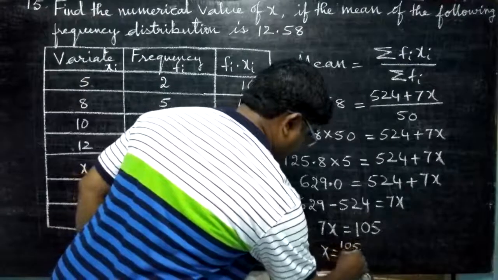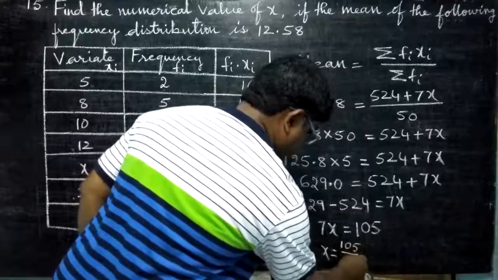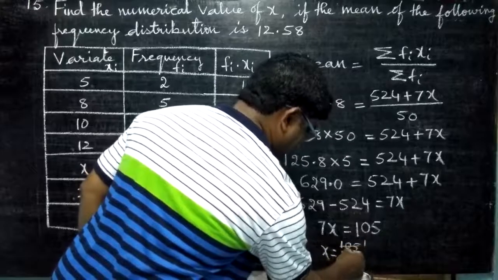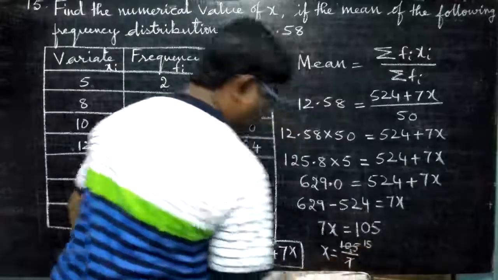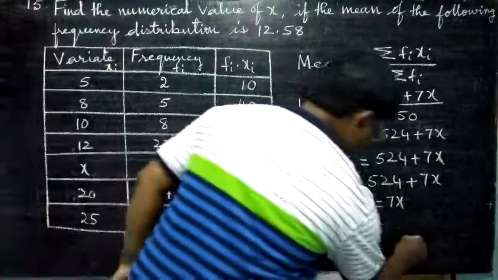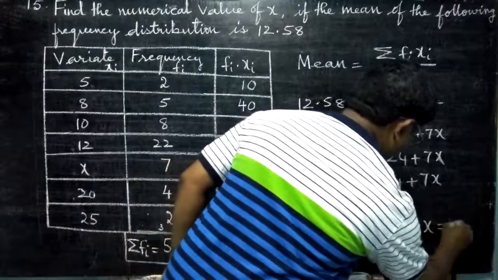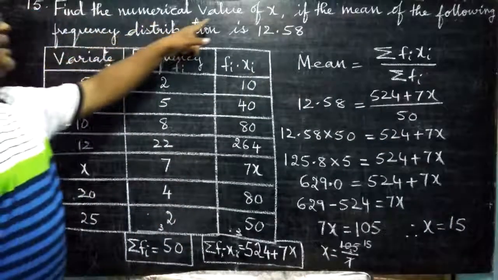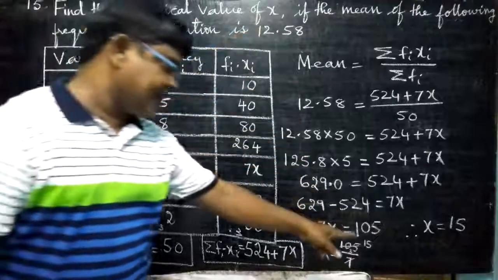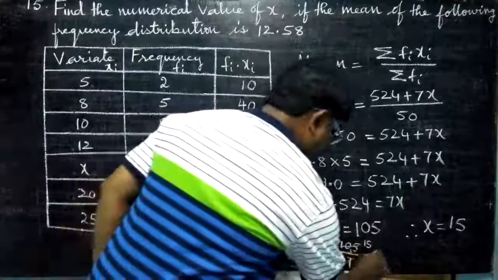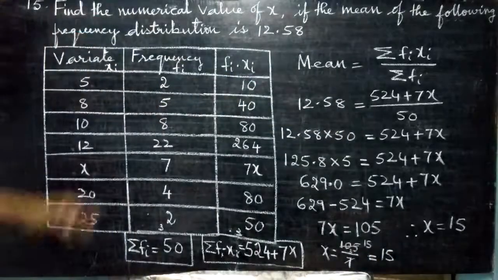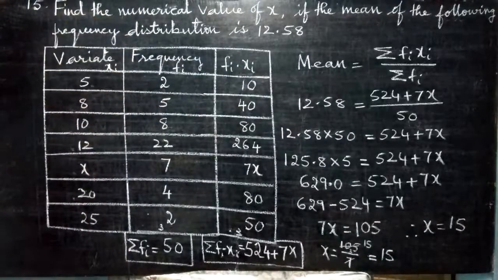105 by 7. 7 how many times goes? 7 ones are 7. 3 remaining, 7 5s are 35. So how much you got? Therefore, x is equal to 15. So they told to find the numerical value of x. We got x as 15. Here we got 15. Write clearly. Do the multiplications and everything properly.